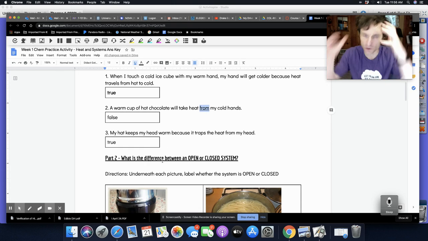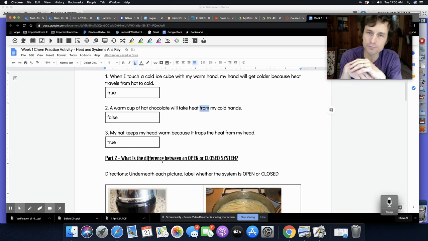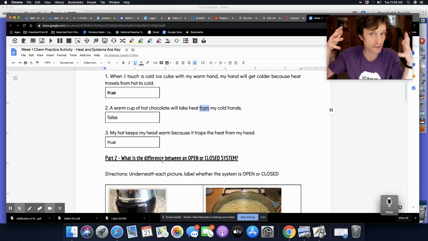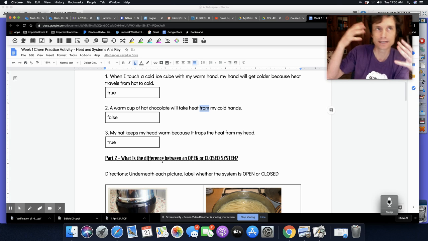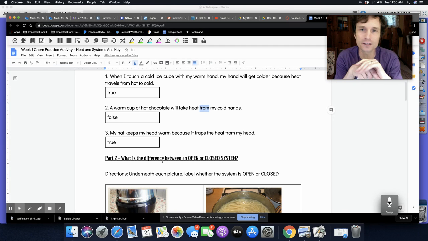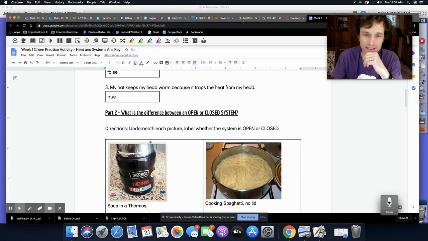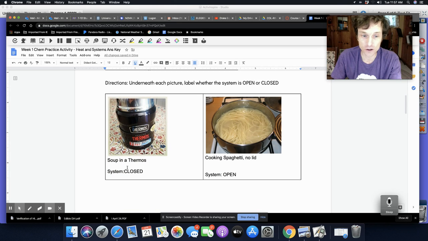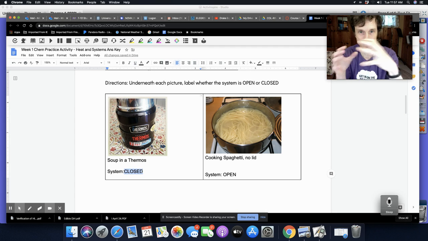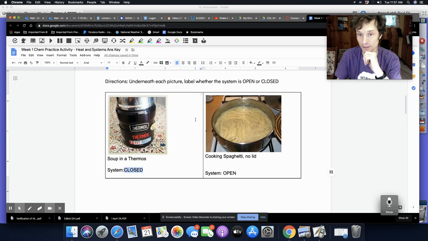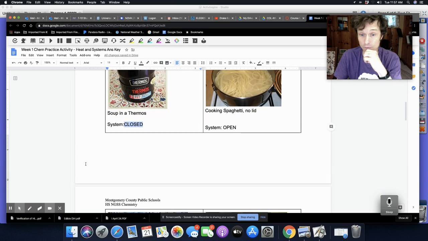Hat keeps you warm, traps the heat. That's a little simple because think of the hat as sort of like an insulator as well. So it's sort of trying to close off the heat transfer from your head. So that's why we say true. We already mentioned the thermos is a closed system because it's sealed off, but an open pot of spaghetti, lots of starch in that water, is open because there's no lid keeping in the heat. And also, by the way, it's allowed to evaporate. That's important. The water vapor is leaving it.